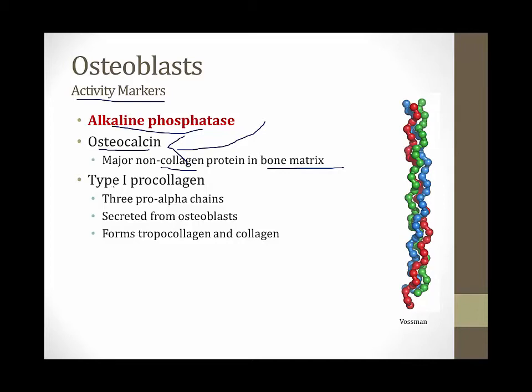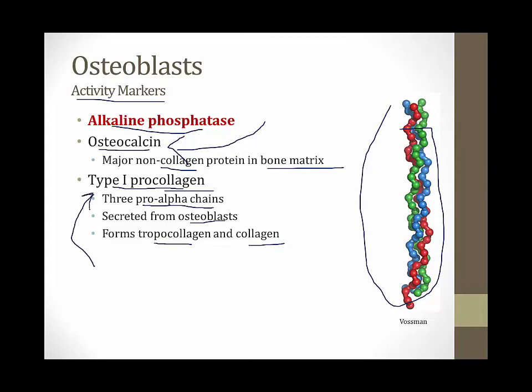The third activity marker is type 1 procollagen. So in the cell biology section in the video on connective tissue, I talk about the synthesis of collagen, and I talk about how it's initially synthesized as 3 pro-alpha chains combined together. This is called procollagen. It looks like what I've shown on the screen here. This is what is secreted from osteoblasts, and then it is modified extracellularly into tropocollagen and collagen. So you can imagine that when the levels of type 1 procollagen go up, that means more pro-alpha chains are being secreted from osteoblasts, and therefore that is a good activity marker of osteoblasts.